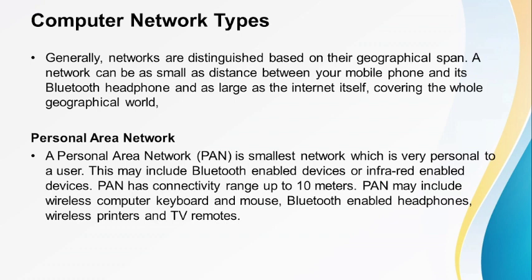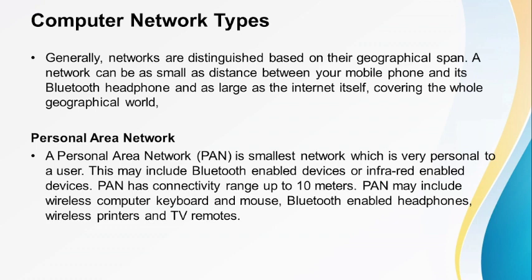Now let's look at the first one, the personal area network. A PAN is the smallest network, which is very personal to a user. For example, it may include a headphone and a mobile phone, a laptop, and any Bluetooth device, for example, a speaker. This is called a personal area network due to its small geographical area. That's why it's called a personal area network.